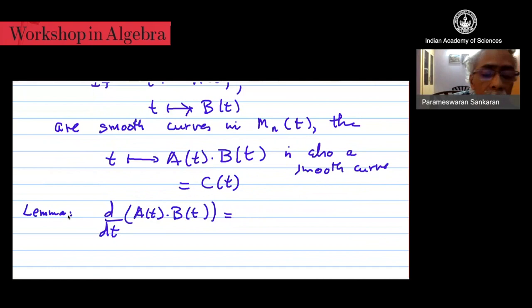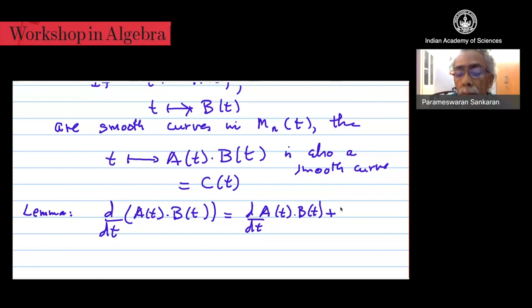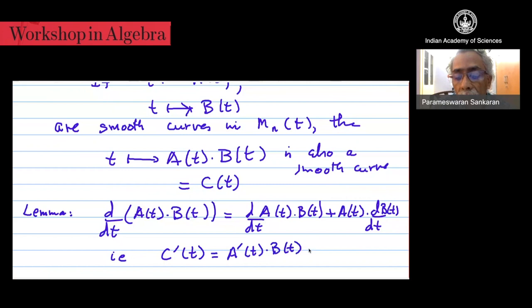So exactly like in the real variables, real valued function of a real variable. So this is d/dt of a(t) times b(t), plus, you have to mind the order, that's the main difference, a(t) times d/dt of b(t). And in short notation, c'(t) is equal to a'(t) times b(t) plus a(t) times b'(t). This is in short notation.